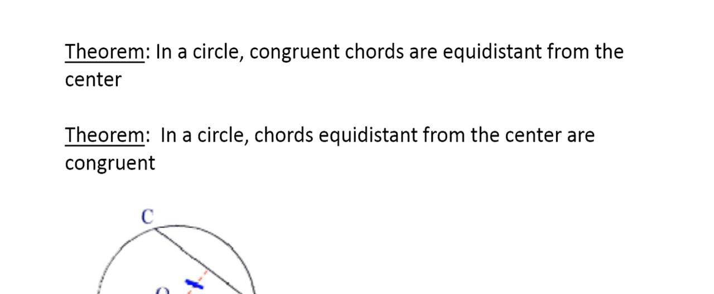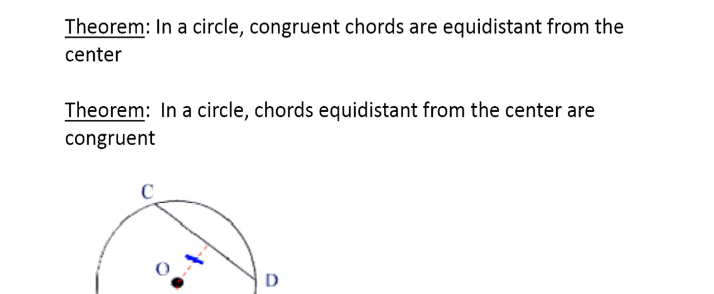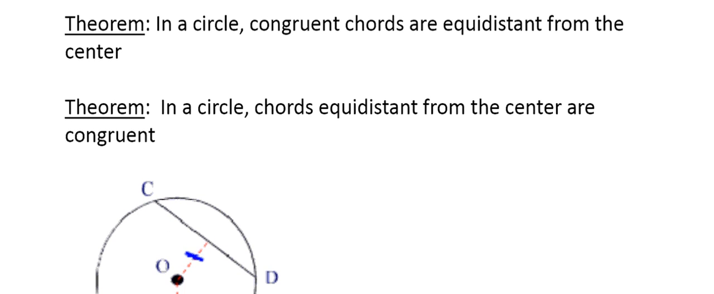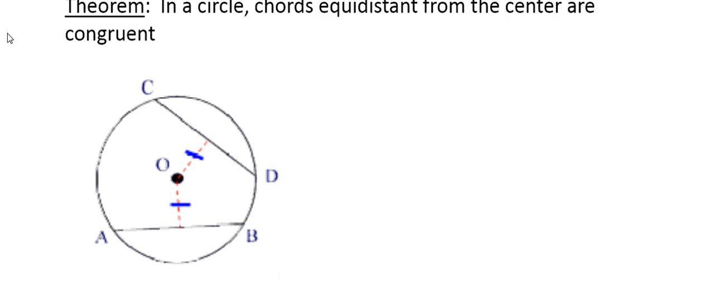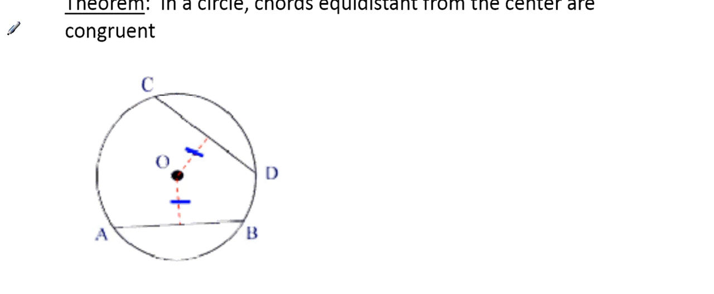The next one is kind of a common sense theorem. It says anytime you have congruent chords, they're equidistant from the center of the circle. And likewise, 2 chords that are equidistant from the center are going to be congruent. So here's what those theorems are saying. They're saying if the distance that these chords are away from the center is equal, then the lengths of these chords must be equal as well. And anytime you know that these chords are equal length, it must follow that they're exactly the same distance from the center of the circle.